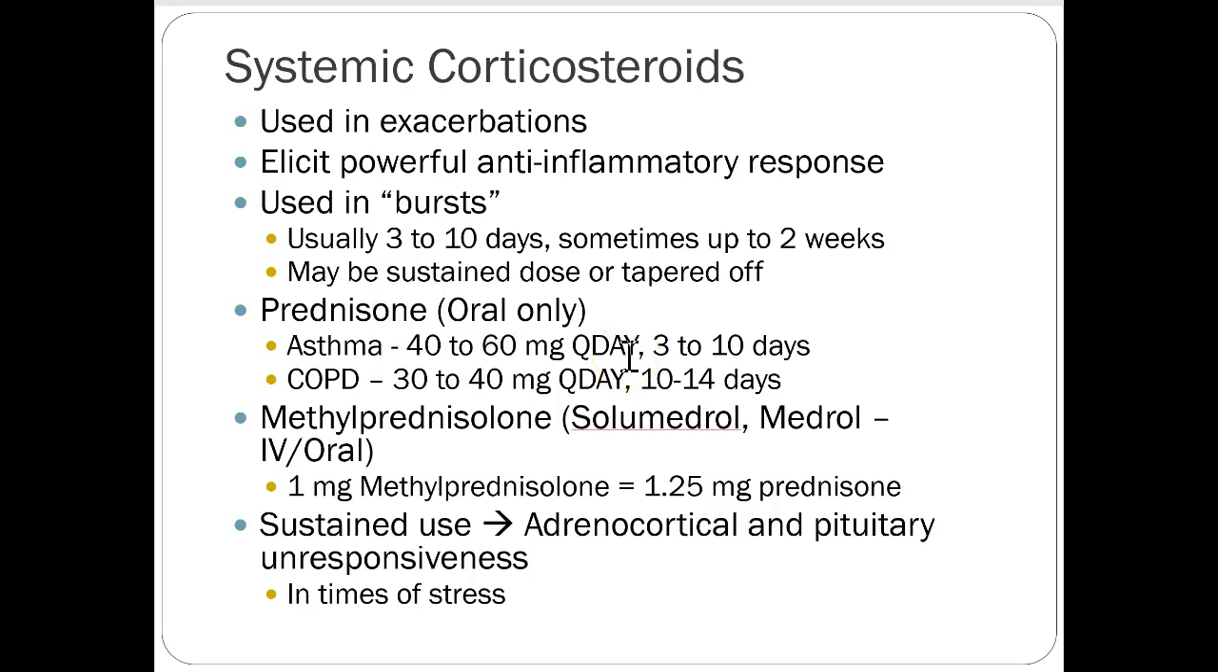Some people will give a higher dose of steroid in the acute phase. So if somebody comes into the emergency department or urgent care with an asthma exacerbation, they might start them on an IV methylprednisolone, give them a dose of that. So that's 125 milligrams of steroid IV or IM. And then they would transition them to an oral dose from there. So that's just to make sure that they get a nice burst of steroid.